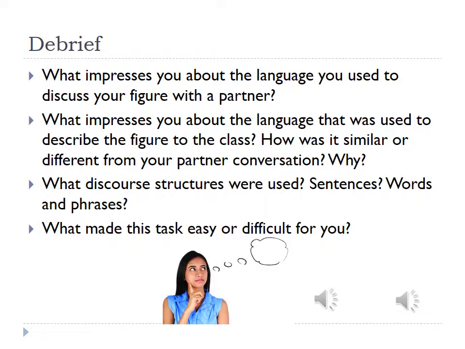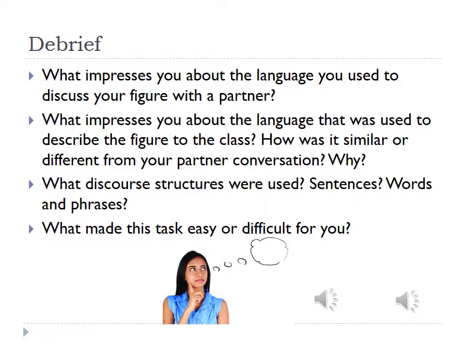The paired interaction might be described as a conversation, whereas the description to the class might be called a presentation. Each is a different kind of speech event with different kinds of rules. You may have noticed that your conversation was more interactive. You and your partner probably each took turns and may have overlapped or interrupted one another.